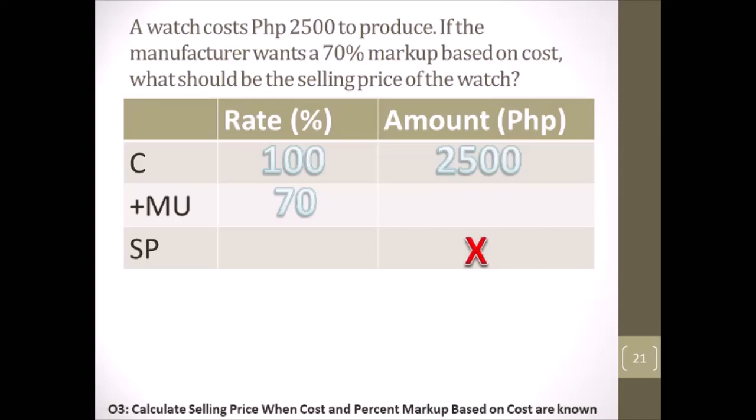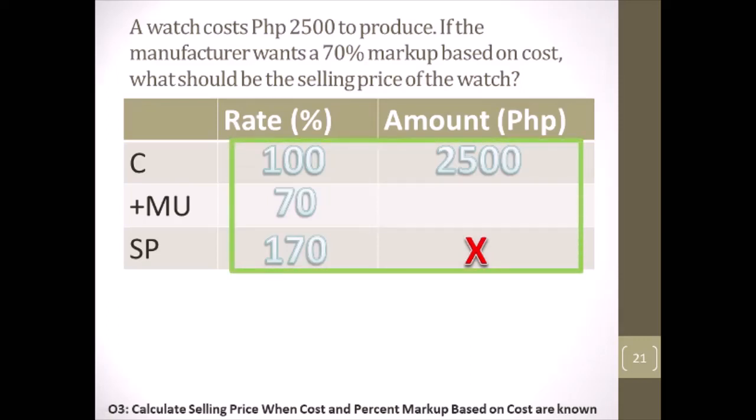The rate in the selling price is 170%. How did I get this figure? I simply added 100 and 70. Now there's this rectangle. The numbers that you will be using will form a proportion. In this case, since it's a large rectangle compared to the previous one, we will not use 70.